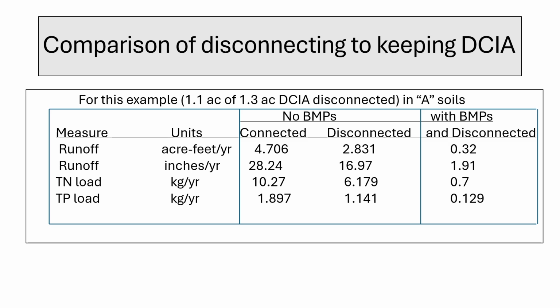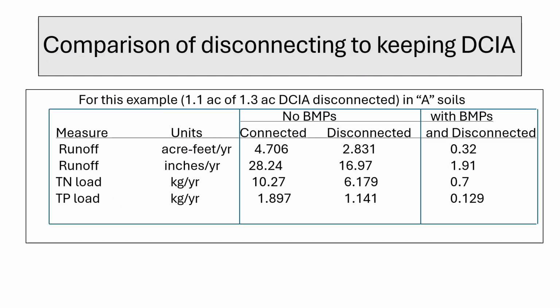Pollutant loads also decrease, with total nitrogen falling to 6.2 kilograms and total phosphorus to 1.1 kilograms per year. This demonstrates a substantial improvement simply through disconnection. However, when we further incorporate a retention BMP alongside the disconnection, the reductions become even more dramatic. Annual runoff falls to a mere 0.32 acre-feet, or just under 2 inches. The total nitrogen load is now only 0.7 kilograms per year, and total phosphorus load is 0.13 kilograms per year.